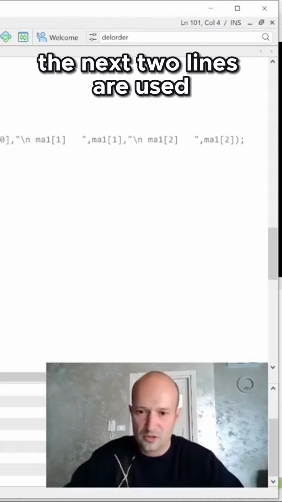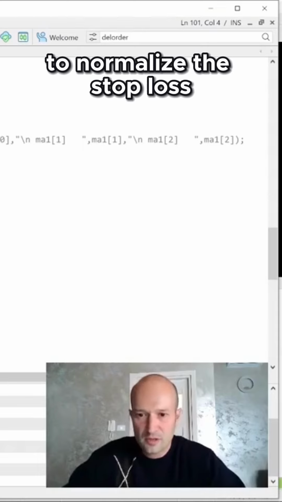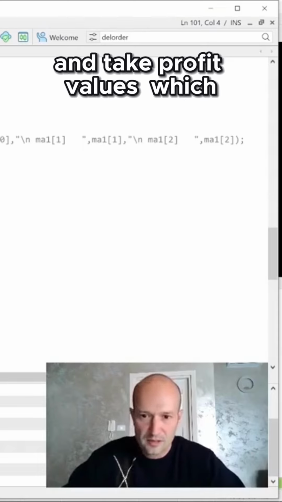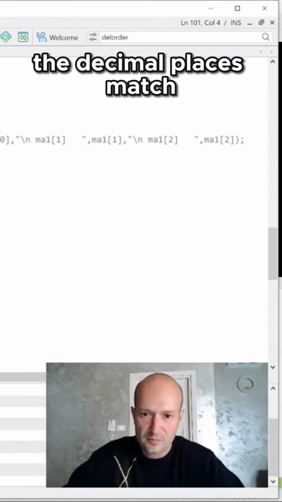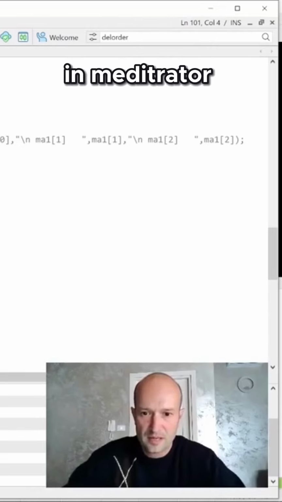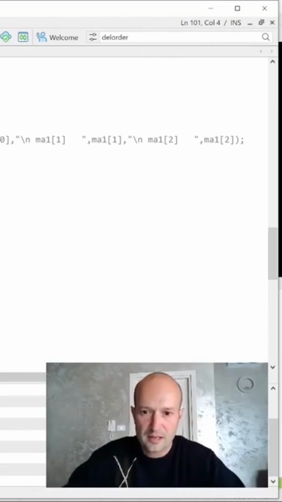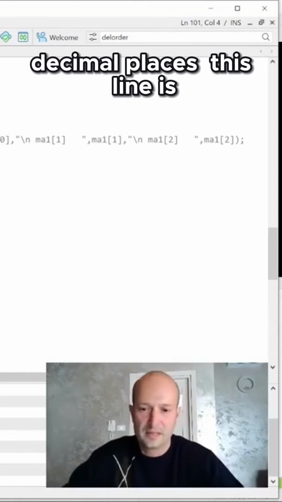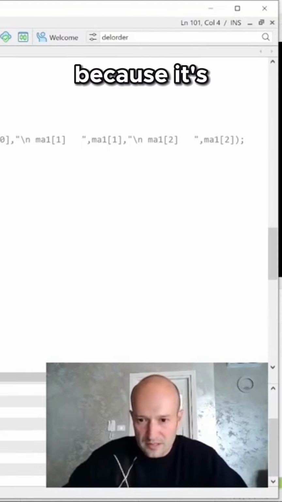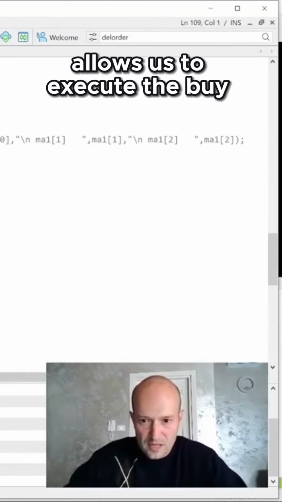The next two lines are used to normalize the stop loss and take profit values, which isn't strictly necessary, but it's always better to do it so that all the decimal places match what's required in MetaTrader, because otherwise, since we're using a double, we might have more decimal places. This line is the most important one because it's the one that actually allows us to execute the buy.